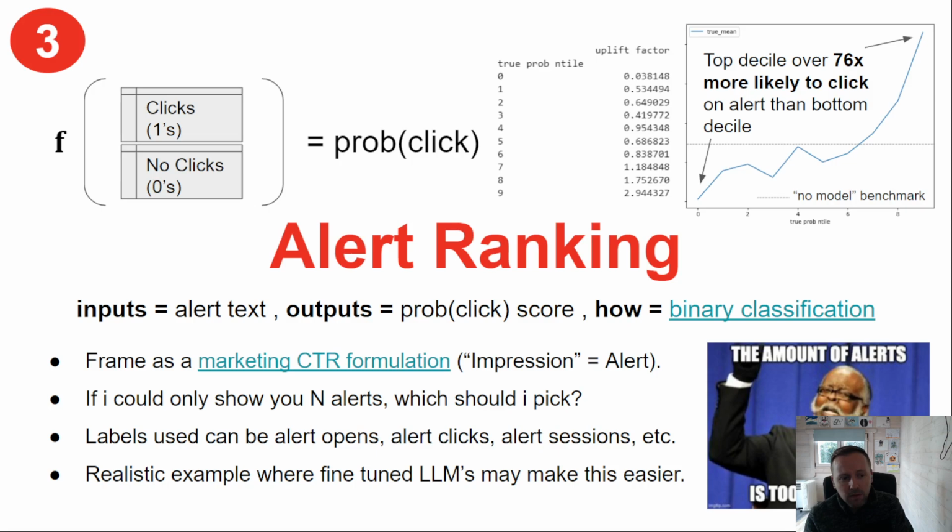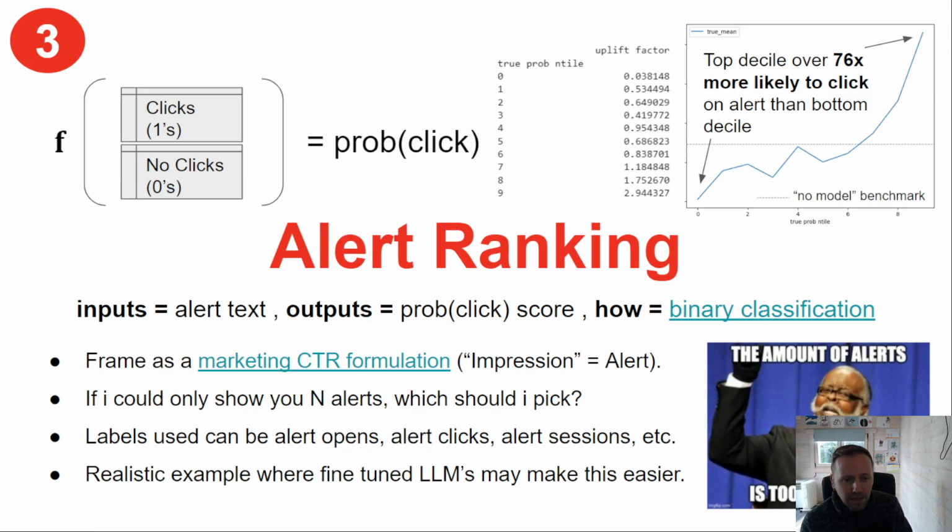If you squint at this a little bit, it's not that far off from marketing click-through prediction. If you think of each alert as an ad, now we're in marketing land, where every ad gets a CTR score, and that's what determines what you end up seeing when you Google something. Those ads all come through CTR models. So there's no real reason why we couldn't use the same approach for alert ranking.